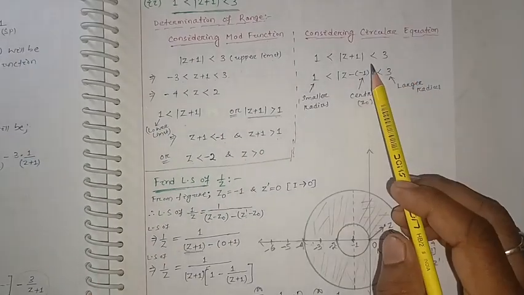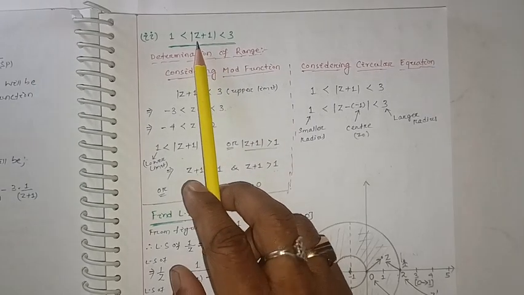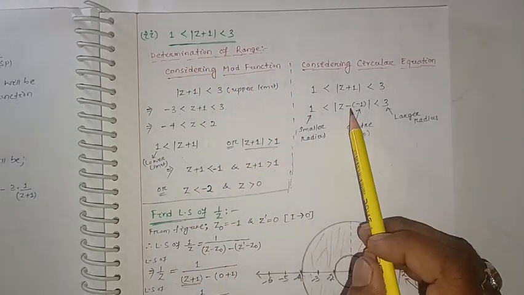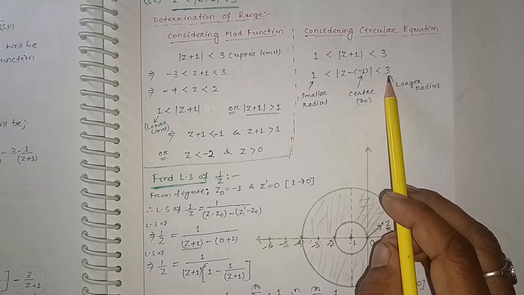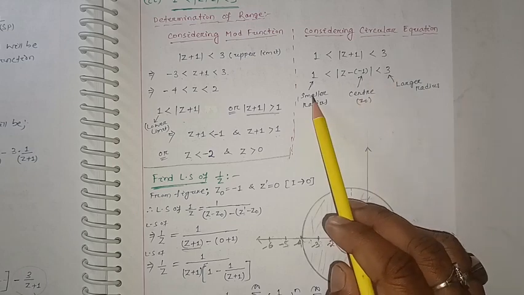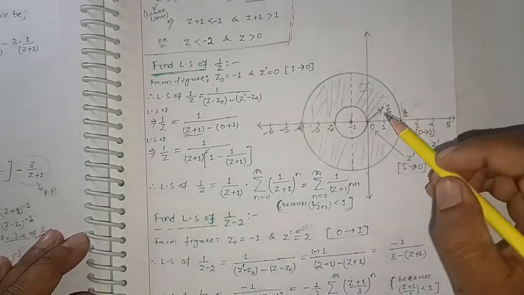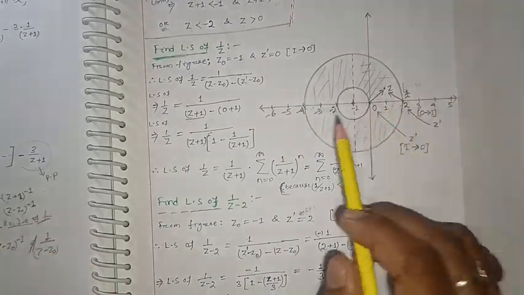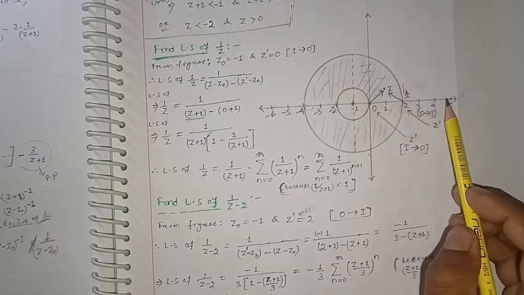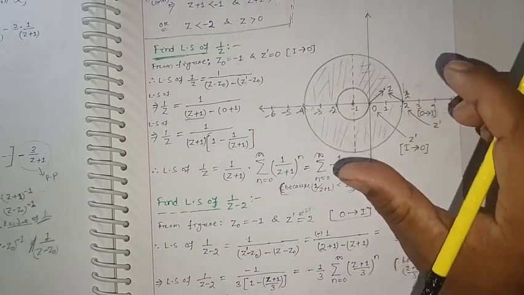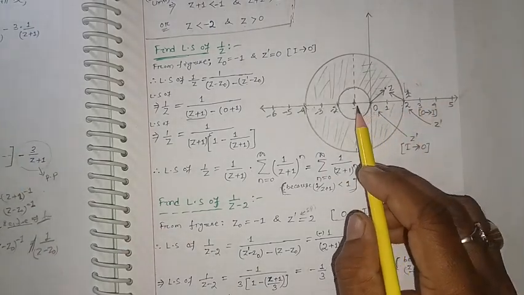Here you can see by the circular equation, mod z plus 1 has been given. This z plus 1 can be written as z minus of minus 1. This minus 1 is the center of the circle, 3 is the larger radius, and this is the smaller radius. By considering this information, this is a complex plane, and you have to consider equal intervals 0, 1, 2. Use a scale and compass to draw this figure. 0, 1, 2, 3, 4, and so on. Here -1, -2.